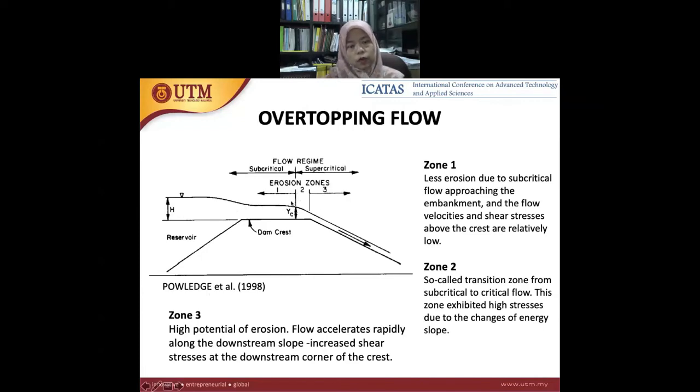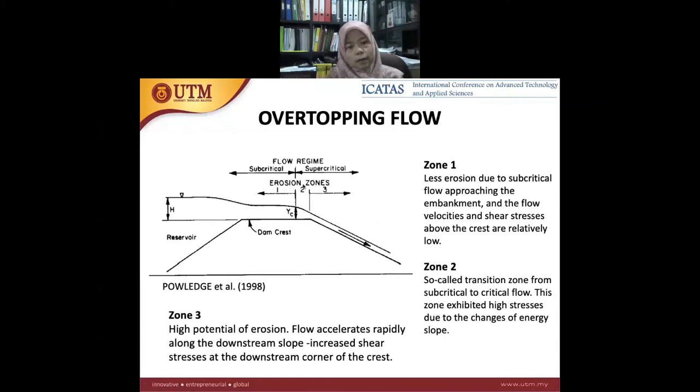Flow over the embankment is characterized by two types of flow, supercritical flow and subcritical flow, and the type of flow depends on the Froude number. Zone 1 is a zone where less erosion happens due to the subcritical flow approaching the embankment. The flow velocities and shear stress above the crest of the embankment are relatively low, meaning the erosion is less.